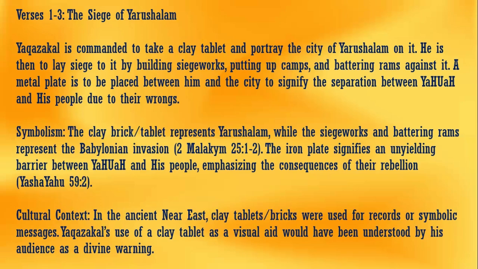Whilst that is being found, the iron plate signifies an unyielding barrier between Yahuwah and his people, emphasizing the consequences of their rebellion. And we'll also look at Yeshayahu, or Isaiah 59, verse 2. Has anyone found Second Malachim, or what some know as Second Kings? And thereafter Yeshayahu 59, verse 2, or Isaiah 59, verse 2.